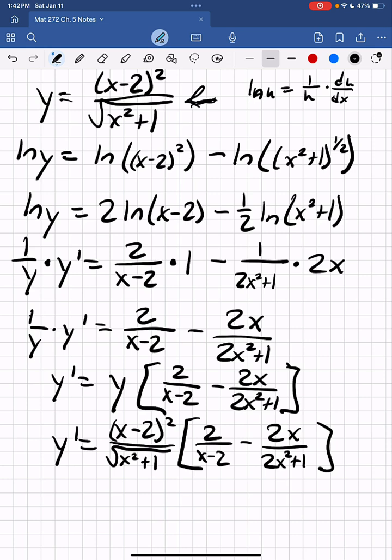As far as for me, I am good with this answer. But if WebAssign or something were to ask you to simplify this farther, I can show you how to do that and can give you some insight. But this is it for section 5.1.